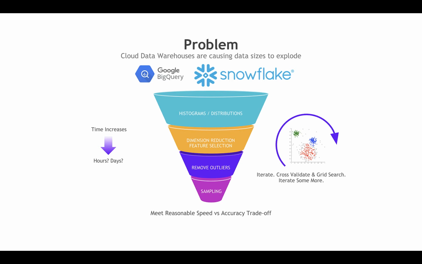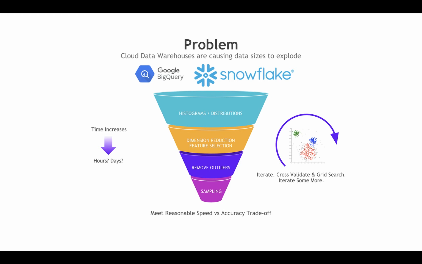You start with creating some distributions, understanding the descriptives about a table or a set of data. You then move into dimensionality reduction, and you reduce those features. You run a PCA to figure out what's important. You remove outliers to make sure that you're working with the data that is relevant, and then you might sample, to take a set of the data, and there are plenty of techniques to make sure you're getting the right sample of data.